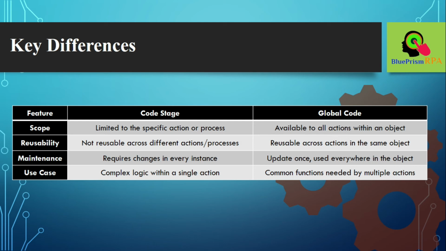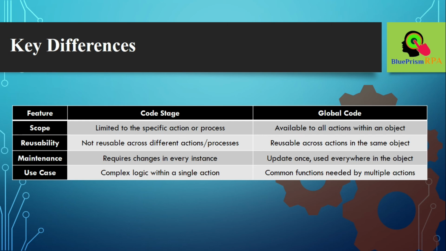It means if you are writing the code in global code and there are any changes that you want to make, you can just go to the initialize page, update the code in the global code, and then it will be reflected everywhere it is used.